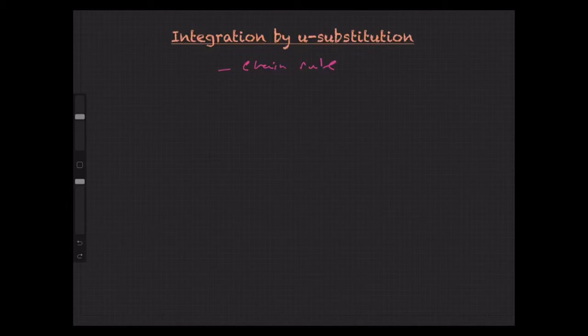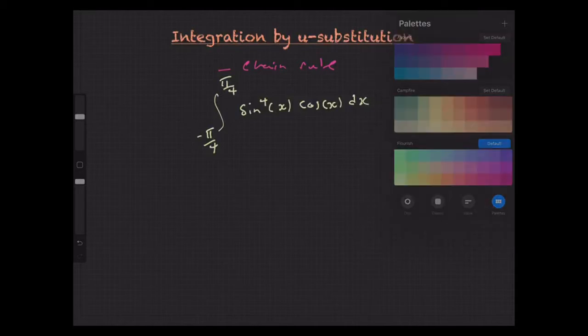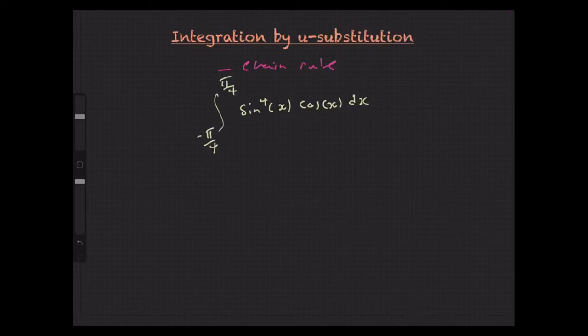Okay, so first example, if I want to do the integral from negative pi over 4 to pi over 4 of sine to the power of 4 of x times cosine of x dx. This is a prime candidate for u-substitution. And why is that? I'm just going to start doing it and then explain it as I go. I'm going to set u equal to sine of x and du equal to cosine of x dx. And where does this come from?